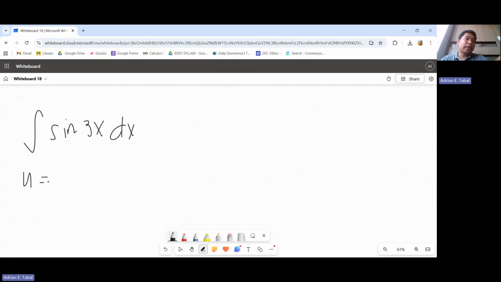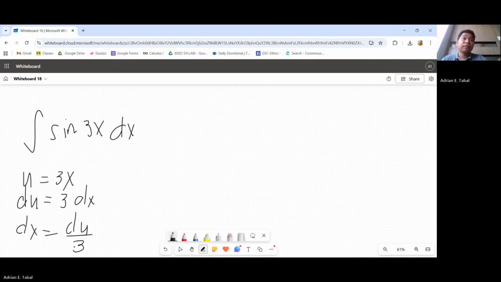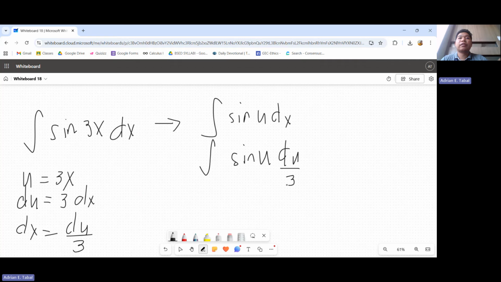So we substitute 3x as our u. So u is equal to 3x. The derivative of u will be 3 dx. So the value of our dx will be du over 3. Substitute in our equation: the integral of sine u dx. We have the value of our dx, so sine u du over 3.